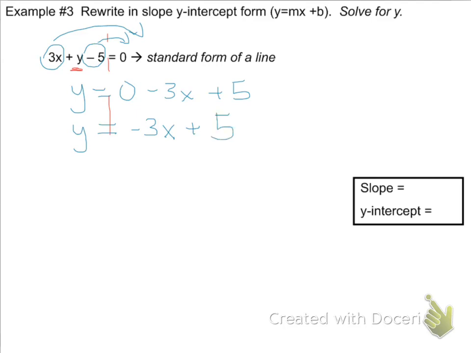Now if you remember this answer that we are left with, that should remind you of what we did in the second unit when we had slope y-intercept form. So by looking at this, you should be able to identify that the slope is negative 3, and the y-intercept is 5.